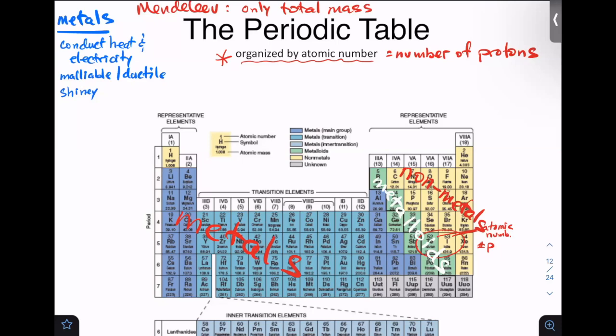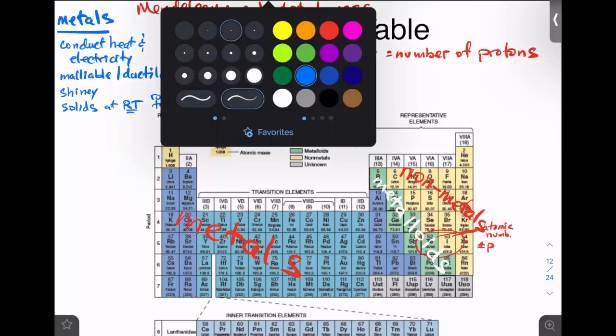All right, they tend to be shiny, and they tend to be solids at room temperature. RT is room temperature. I guess I should spell that out the first time. Room temperature. I think you know what that is. And again, these are all tends to be. These aren't absolutes, okay?